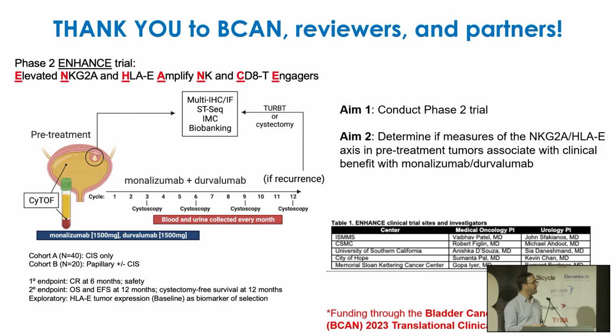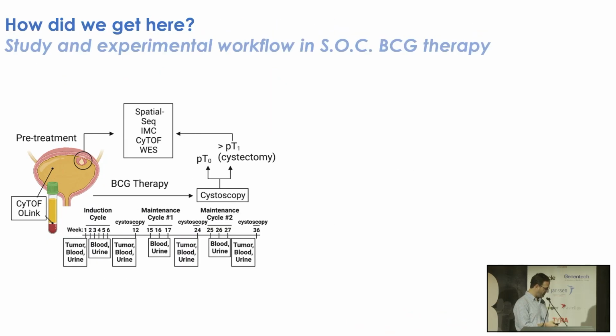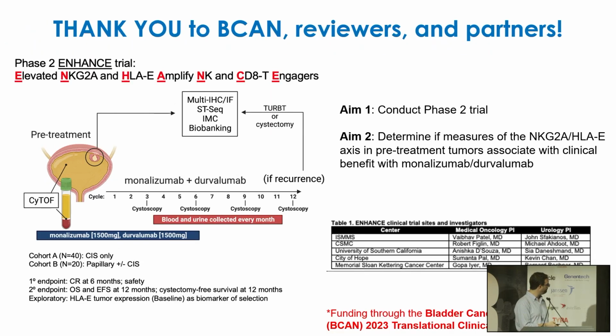Cohort A is CIS only, where we have a primary endpoint of safety and CR at 6 months. Cohort B, which is really more reflective of the biology that I'll be showing you all in the subsequent slides, is actually papillary plus or minus CIS. We'll be asking for secondary endpoints: overall survival, event-free survival at 12 months, cystectomy-free survival at 12 months as well.